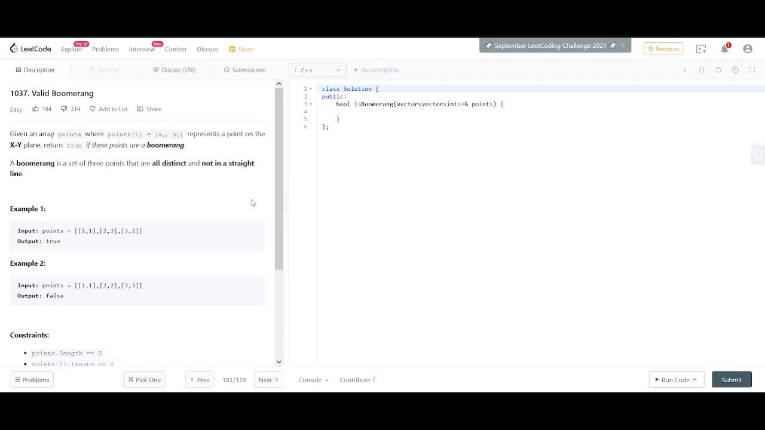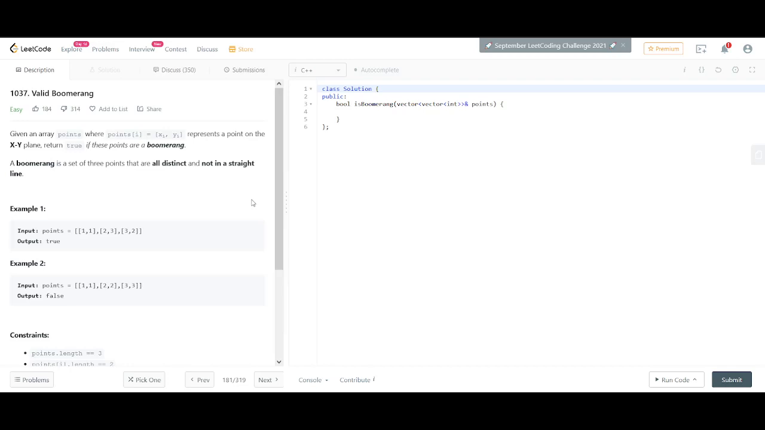Given an array points where points[i] equal to xi, yi is a point on the XY plane, return true if these points are a boomerang. A boomerang is a set of 3 points that are all distinct and not in a straight line. So we are given an array points and a set of 3 points that are all distinct and not in a straight line. Okay, that's a good question.